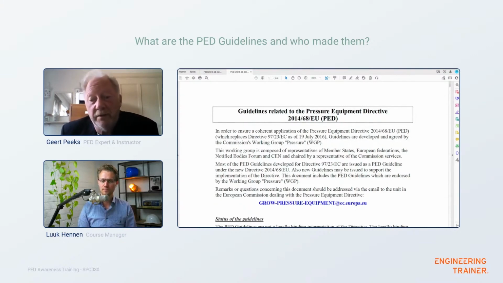And of course, it's a public domain. These guidelines, you can find them on the internet. And what can be important is that if you have a project as a manufacturer and you have a question, the first thing you do, of course, is looking at if this question has been asked before. And in that case, you can use the solution that is in the guidelines. Exactly. All right.